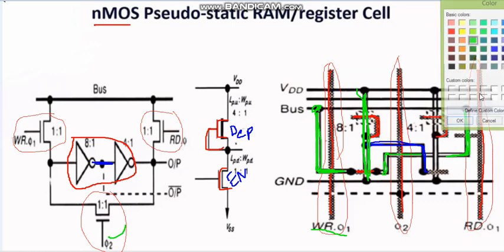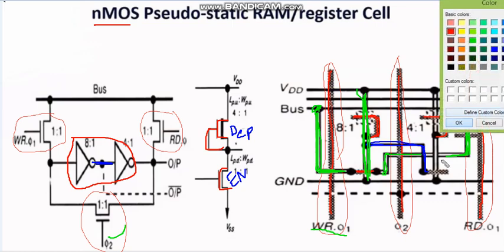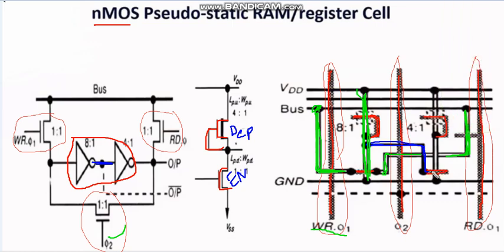So here, nothing but this is a poly here, right? This is a poly, and this is a poly here. The connection path is always a metal, hence I have taken a blue color here, metal. So the output of this inverter goes to the input of this NMOS enhancement mode here.